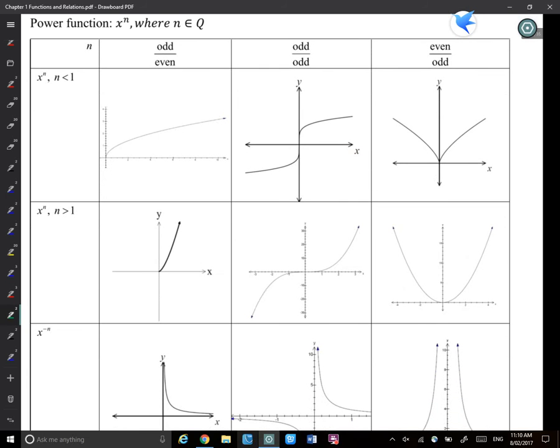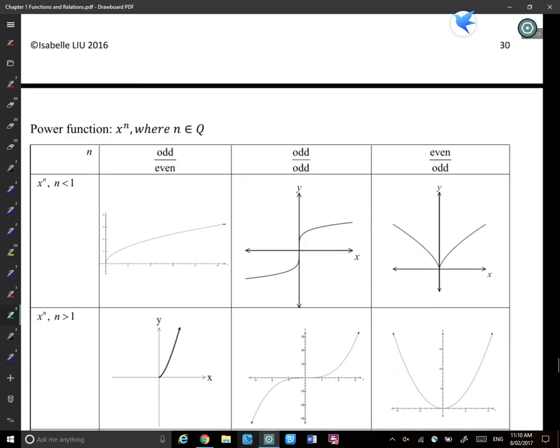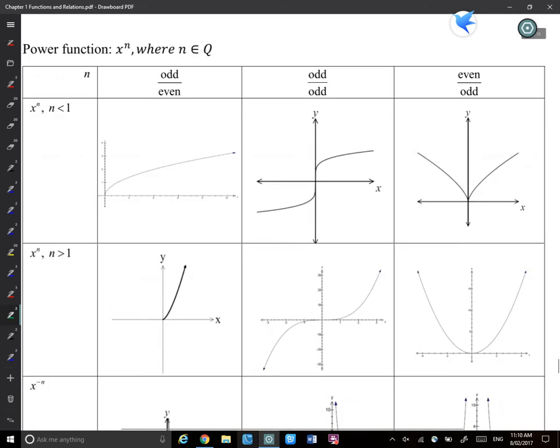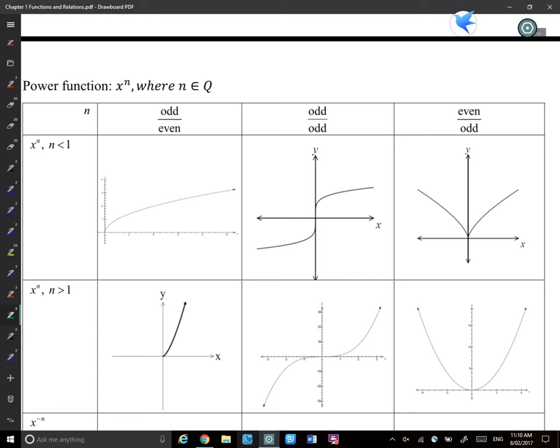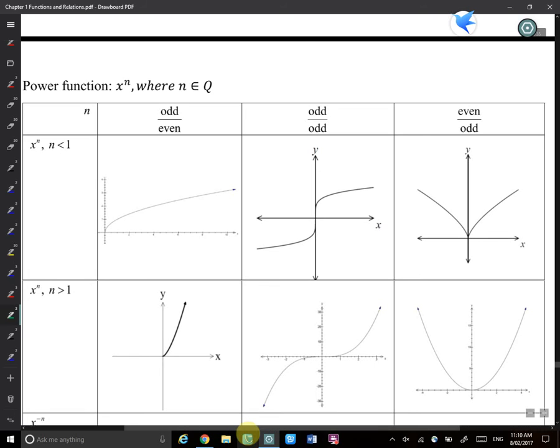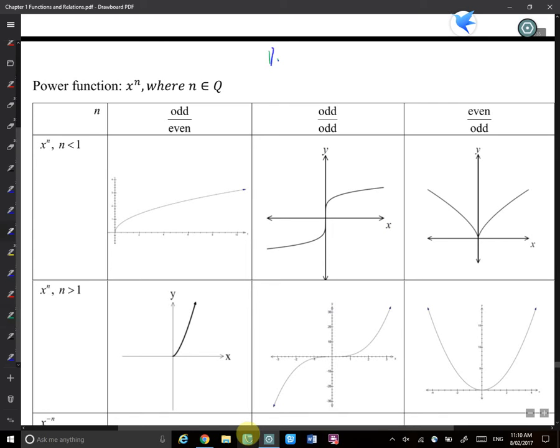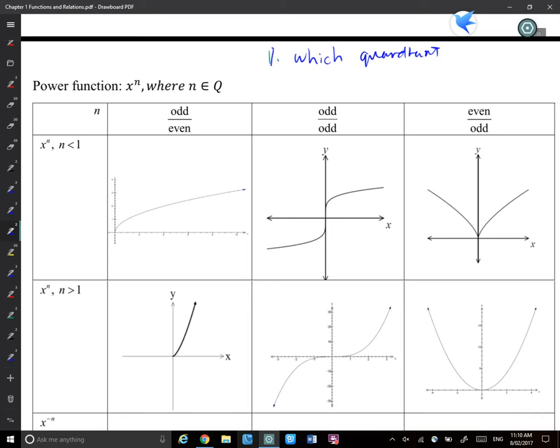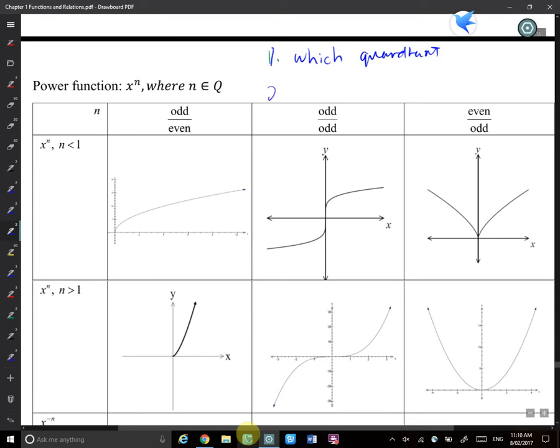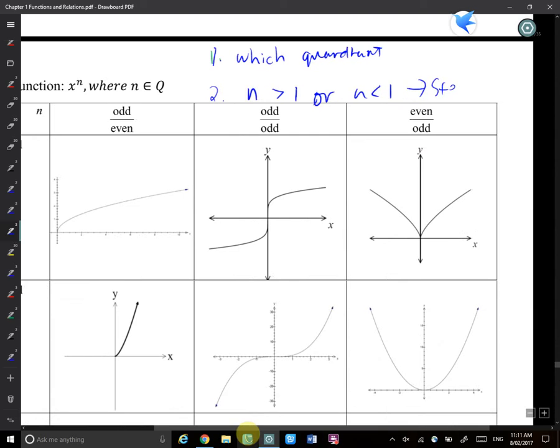Okay, now I have this type of equation. Let's look at the first row and second row together. What's the important idea for power functions? We need to think about 2 things. The first thing is which quadrant I should have the graph in. And the second is whether n is greater than 1 or smaller than 1, which decides the stiffness.